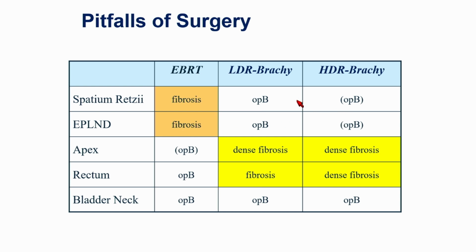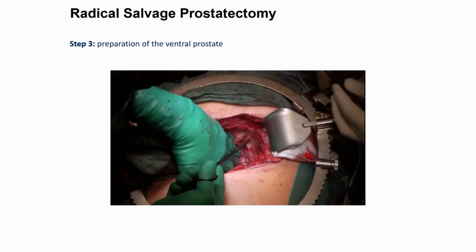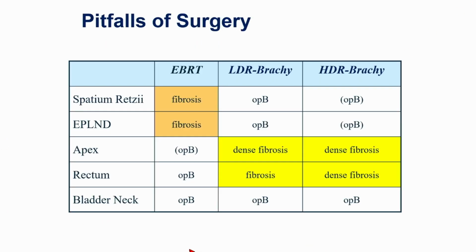If the patient has undergone any type of brachytherapy, you will expect a high degree of fibrosis in the area of the apex and in the area of the rectum, which also differs depending on the type of radiation therapy. And I guess that's the bottom line message.